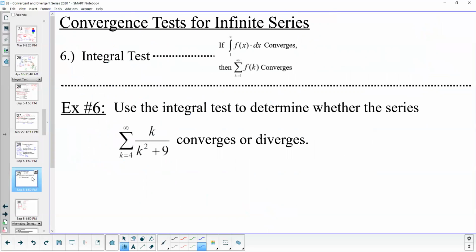So how do we actually do that? Here's a summary for integral tests. Whatever your rule is, f of k, just evaluate the integral. If the integral converges, then the series converges. I didn't list this over here, but obviously the other side of that coin is if the integral diverges, then so does the series.